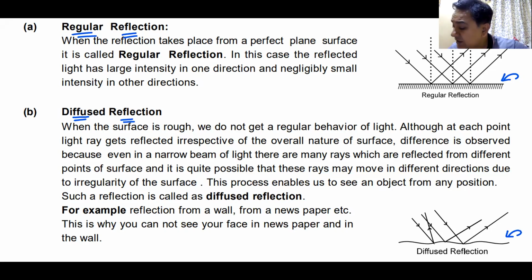If the reflection is taking place from a perfectly plane surface, all the angles of incidence will be the same and all the angles of reflection would be the same. So light will be falling like this and going like this. You will have good reflection.